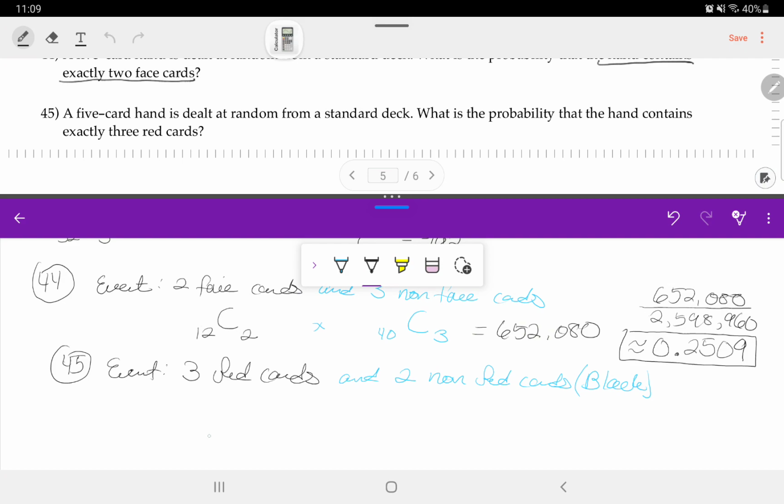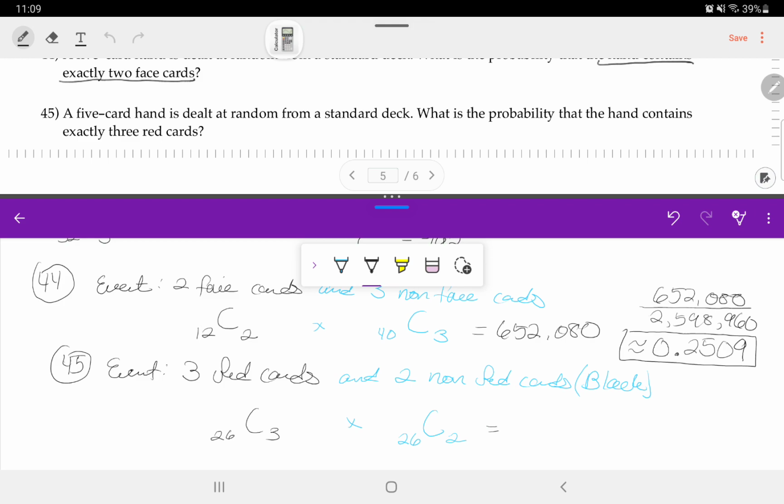There are a total of 26 red cards in my deck. I am choosing 3, and the order does not matter in how I choose those 3 red cards or how they're dealt to me. The combination for the next one will be 26 non-red cards, which means there are 26 black cards, and I'm being dealt 2 black cards. The order in which the black cards are dealt to me does not matter. And once a card is dealt to me, I am not replacing that card back into the deck. So that is going to be for my event.